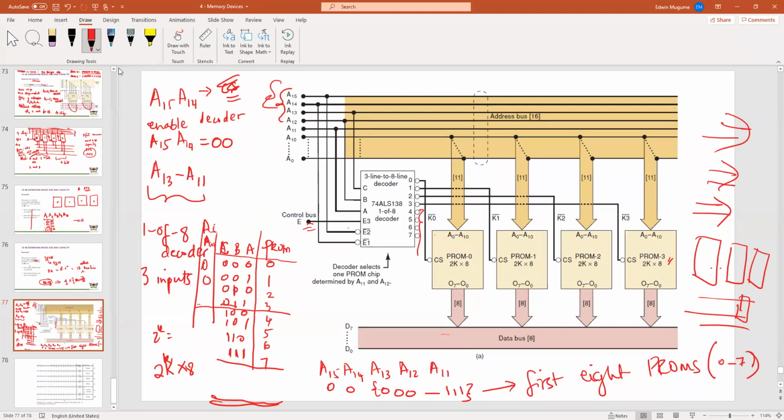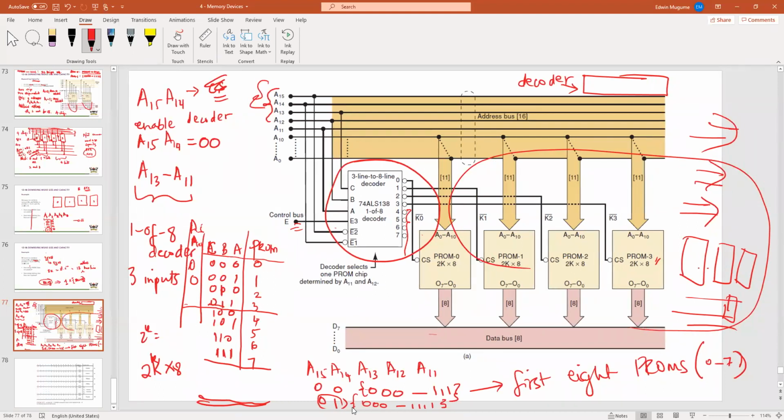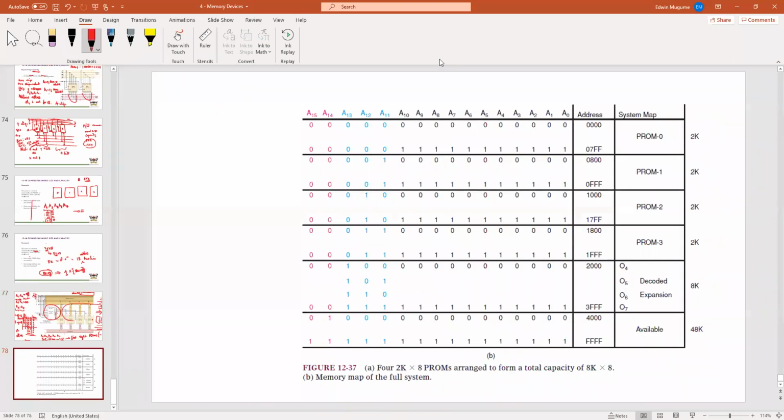But what if A15, A14 changed to 01? If it changed to 01, this would still change from 000 to 111. This means that after this, there would be another combination of eight cells, and these ones would also have their own decoder. Because if this one changed to 01, for sure this decoder would be deselected, meaning that this whole memory structure of eight cells would also be deselected. Sorry. But there is another one after this that would be selected. So you can see that by combining decoders and chips, we can create very large memories indeed.